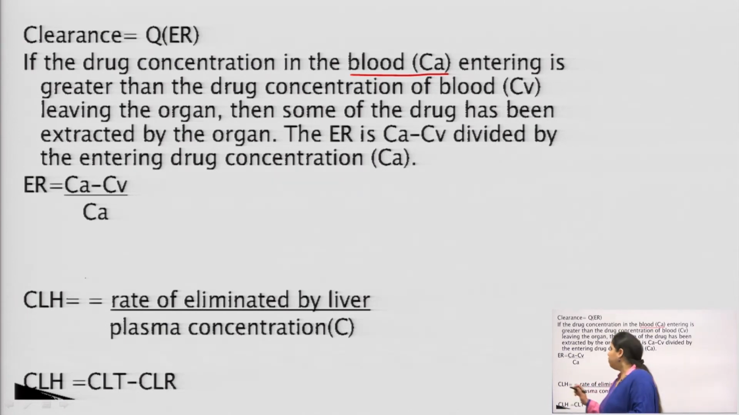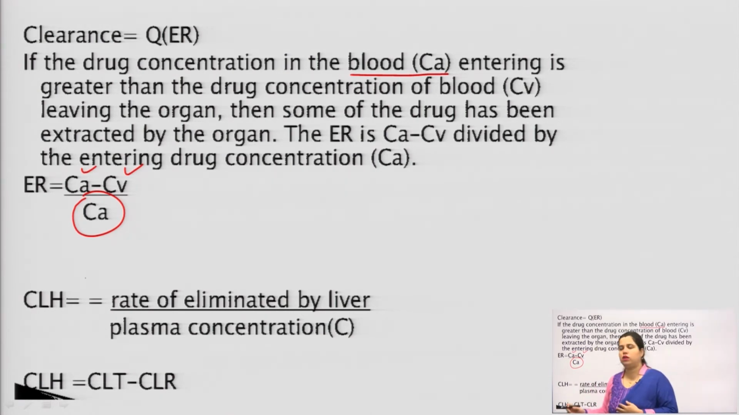So, the formula for calculating the extraction ratio will be Ca minus Cv. Ca means the drug entering a particular organ and Cv the drug leaving that organ, divided again by the entering drug concentration. So, CLH is the rate of elimination by the liver divided by plasma concentration. Basically, we can use each of these equations for calculating the clearance ratio from different organs.